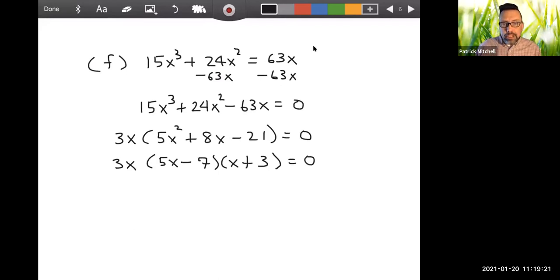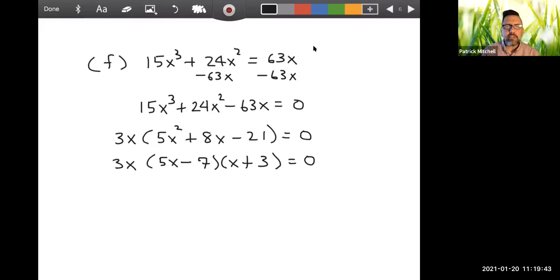I am relying on you to be a factoring expert. If you need help with factoring, please, please, please ask me for help. Because if you're too shaky on your factoring, I'm sorry to say you're going to suffer a little bit through the next few weeks, really, all the way to the end of chapter 7.